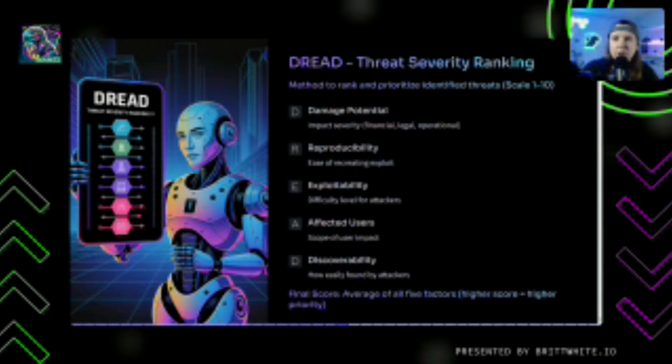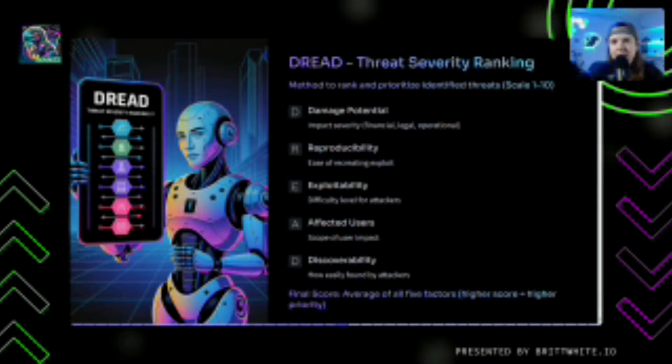E is for exploitability. How difficult will it be for an attacker to exploit this vulnerability? Use a scale from 1 to 10, where 1 is very difficult and 10 is easily exploitable. Consider the attacker skill, tools required, and complexity.